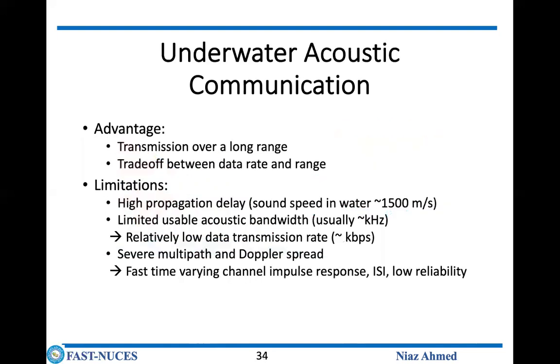Anyway, talking about the advantages and limitations of each one of them. We have acoustic communication, which has the advantage of long range transmissions. But the trade-off, as I mentioned in the previous slides, is the data rate. The limitations are basically the propagation delay, because the acoustic speed is very low compared to RF. You have about 1500 meters per second. If you compare this with the EM wave, which is 300 million meters per second, this is like a million times slower communication.